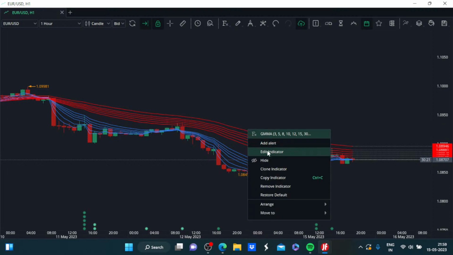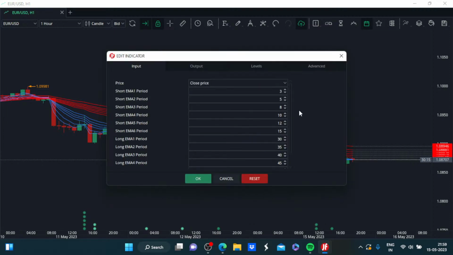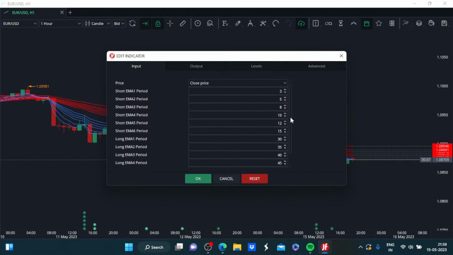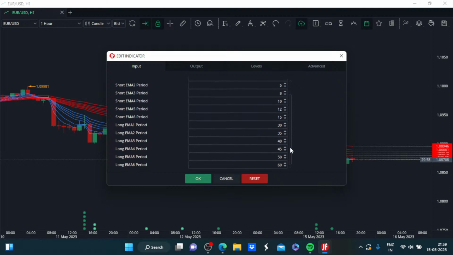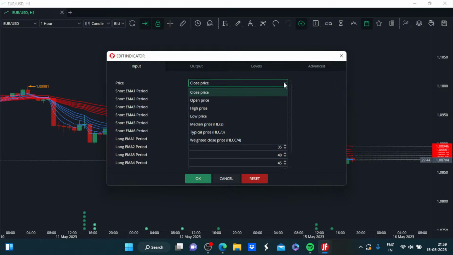And one interesting thing to note is that you can even change the types of moving averages. So here we are using these short length and long length EMAs with these calculation periods of 3, 5, 8, 10, 12, 15, and so on. So you can go to the edit indicator panel, and you can look at these default values which are being used for the plotting of the GMMA, where the applied price is the close price. You can always vary this price as well.